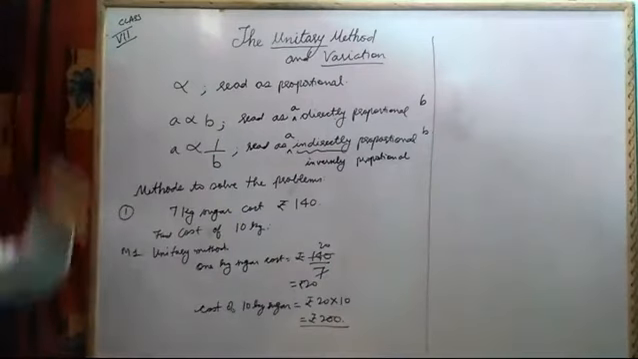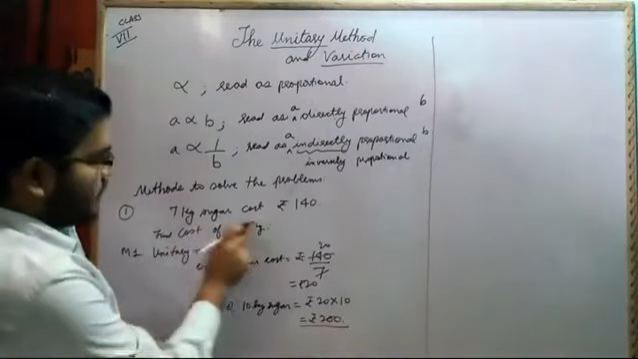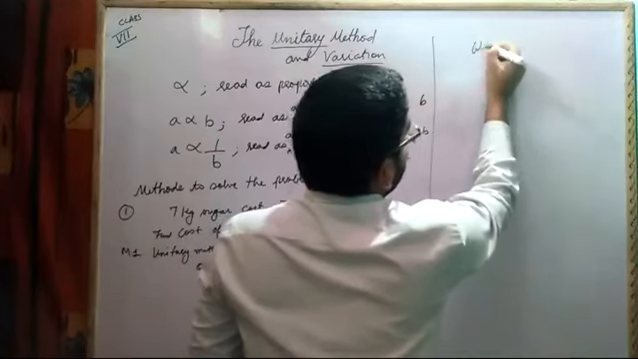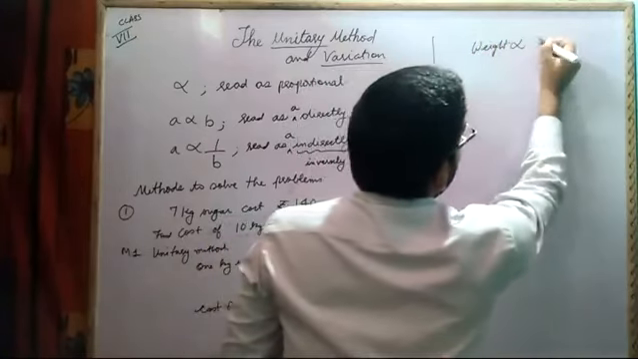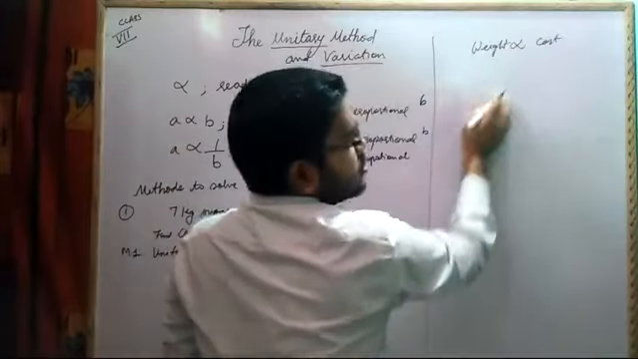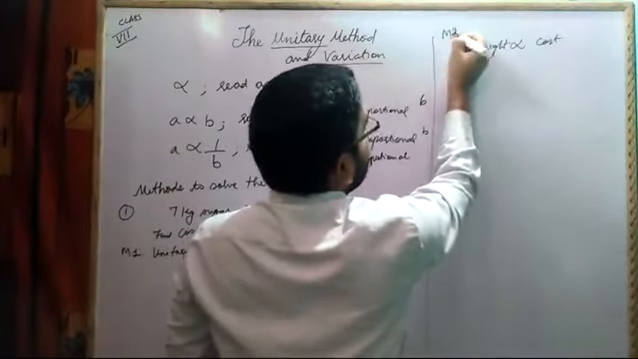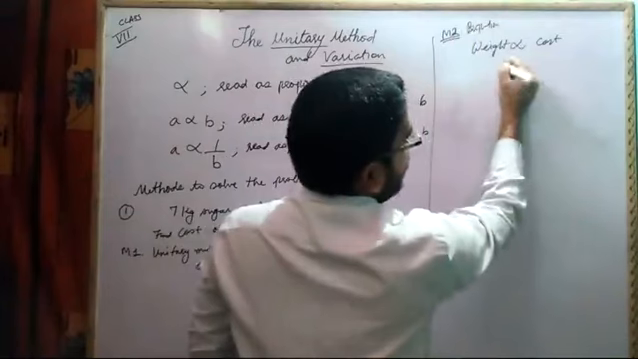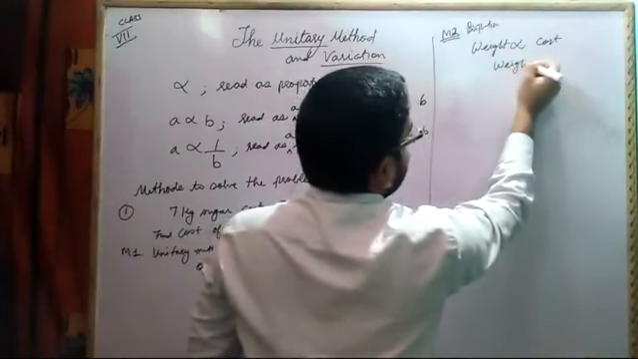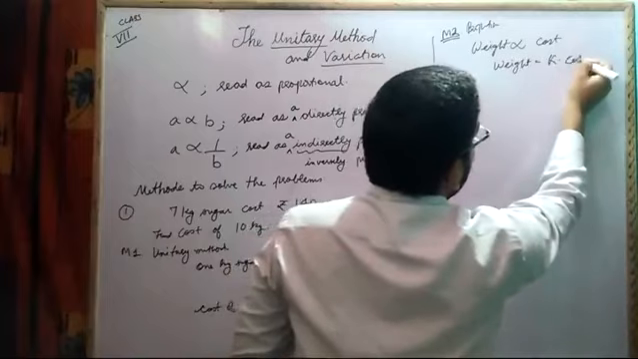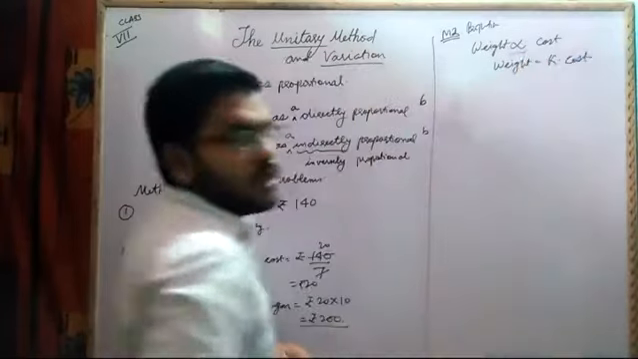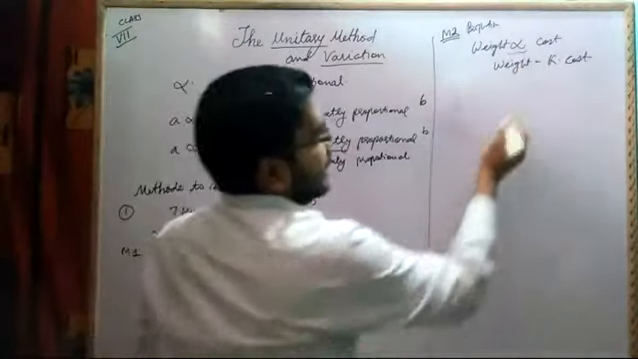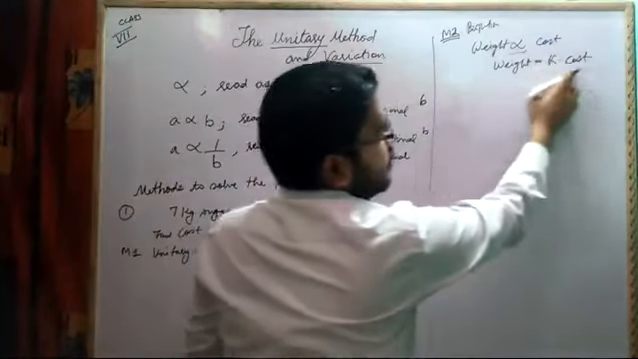Now the second method I will be discussing here is based on the variation method. Here weight is directly proportional to cost. This is method 2, using the proportionality symbol. So weight is directly proportional to cost, so I can write weight is equal to k times cost. To remove this proportionality we will be using the equal to symbol and then put one constant k. K is the constant. Now weight is equal to k into cost.